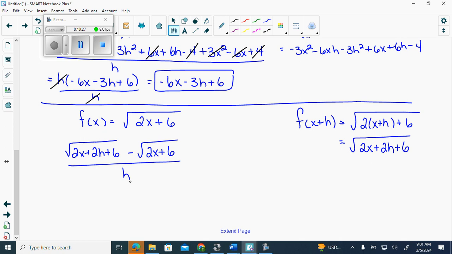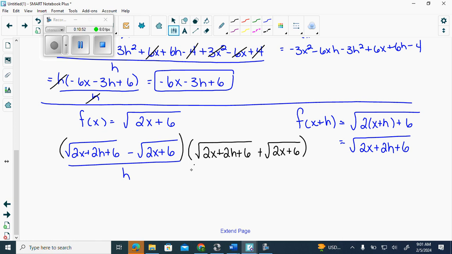Here's where the error happens on the test, guys. Everyone paying attention, because I know this is where you're going to mess up. If you do remember to multiply by the conjugate, that's a good thing. But then it's in the next step that people mess up. So here, we multiply by the square root of 2x plus 2h plus 6 minus the square root of 2x plus 6.